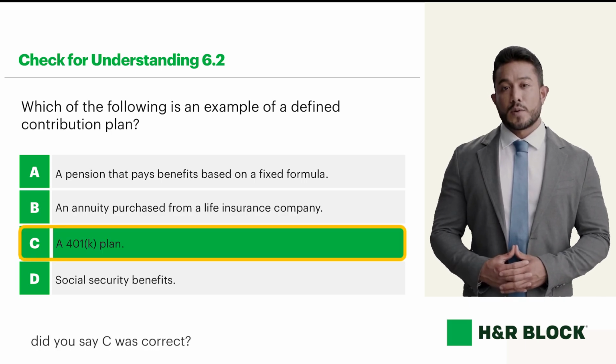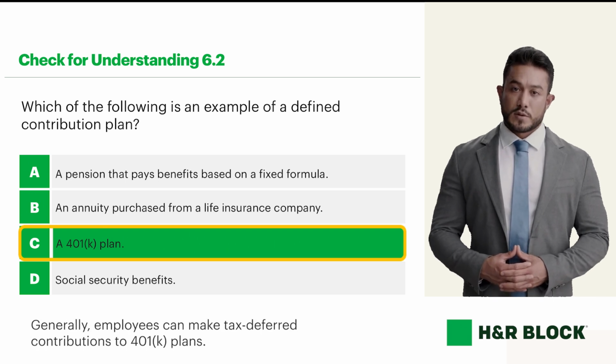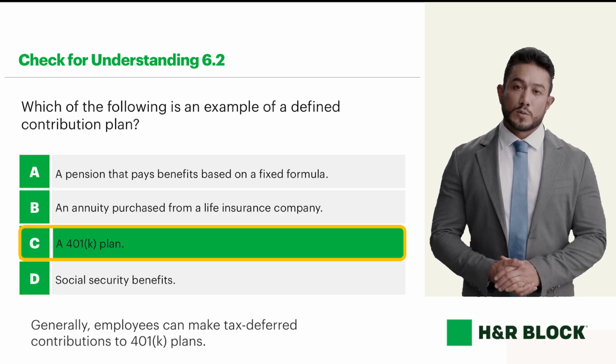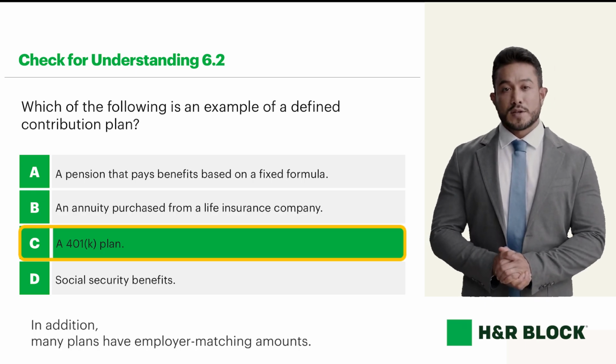Did you say C was correct? You rule. A 401k plan is correct. Generally, employees can make tax-deferred contributions to 401k plans. In addition, many plans have employer matching amounts.